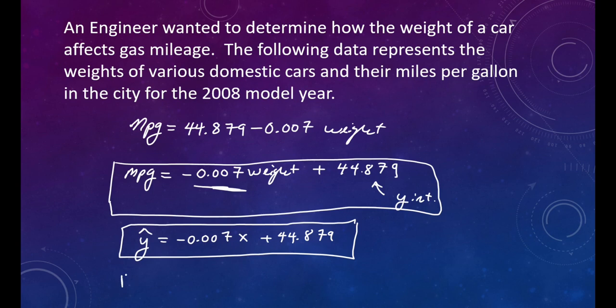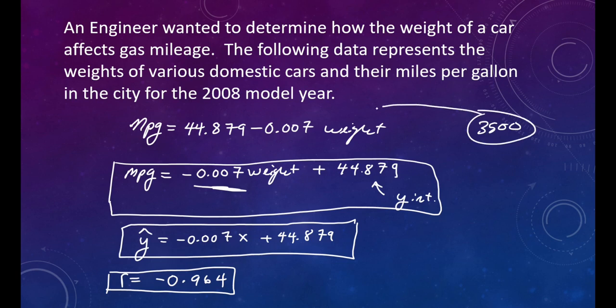We have that our correlation coefficient, r, is equal to negative 0.964, and that indicates a strong negative relationship. If we plug 3,500 into the equation for the weight, we can calculate the predicted miles per gallon, or we could use StatCrunch to predict for a car that weighs 3,500 pounds.